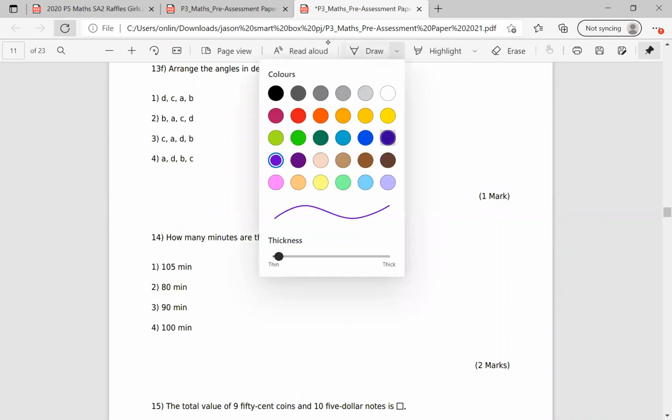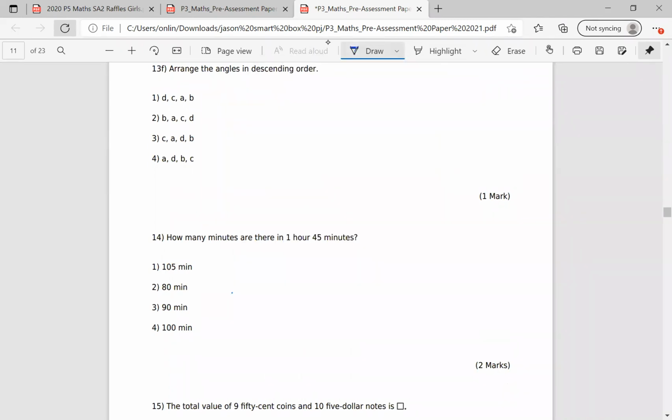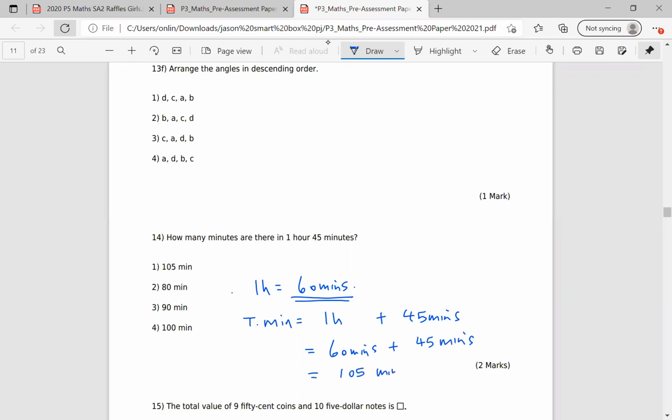For 14, the question is asking how many minutes there are in 1 hour and 45 minutes. So we need to know 1 hour is equal to 60 minutes. And then we have a total minute here. For the total minutes, we want to find 1 hour plus 45 minutes. We realize that 1 hour is equal to 60 minutes because of this one here. And then we add back 45 minutes. The total time we have here is 105 minutes. So if you look here, the answer is number 1 again in this case.